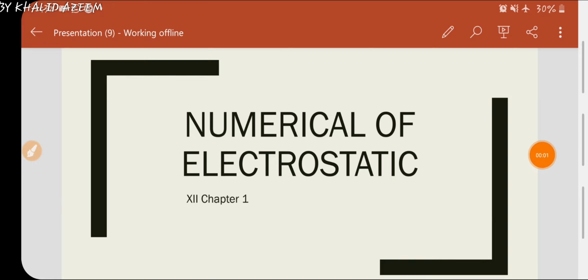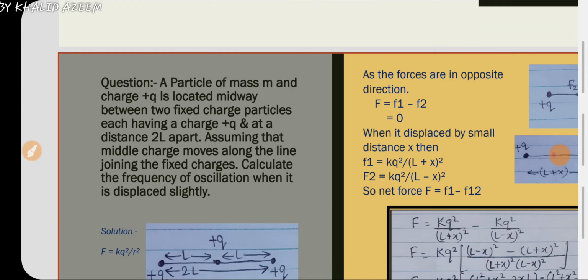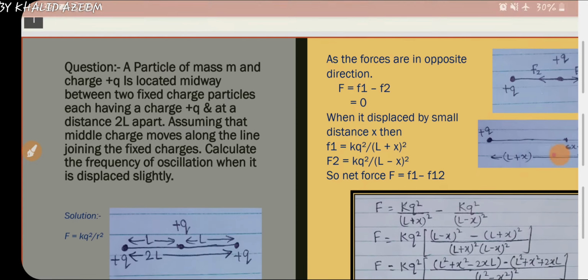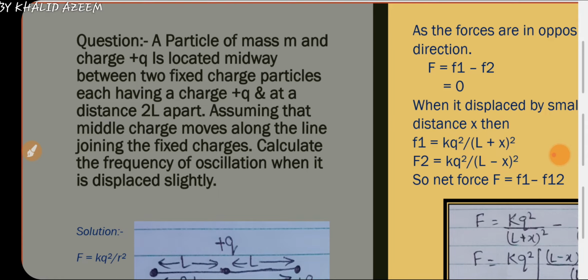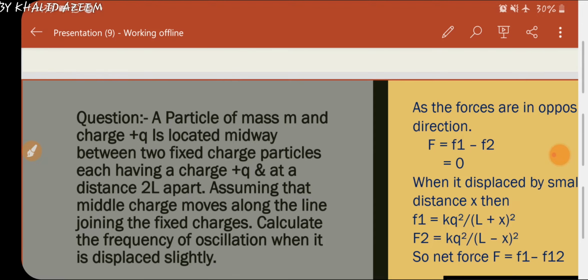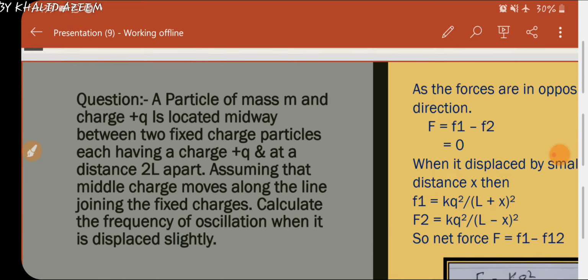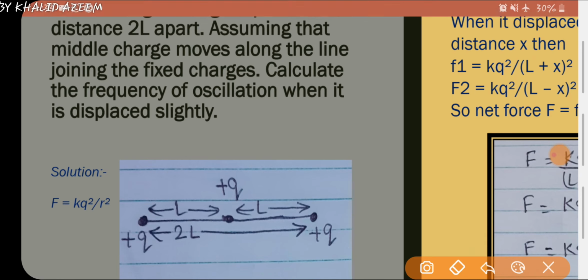Hello students, I am going to discuss a numerical based on electrostatics, and the question is here: a particle of mass m and charge plus q is located midway between two fixed charge particles, each having a charge plus q, at a distance 2l apart. Assuming that the middle charge moves along the line joining the fixed charges, calculate the frequency of oscillation when it is displaced slightly. So, the diagram of the question is like this.